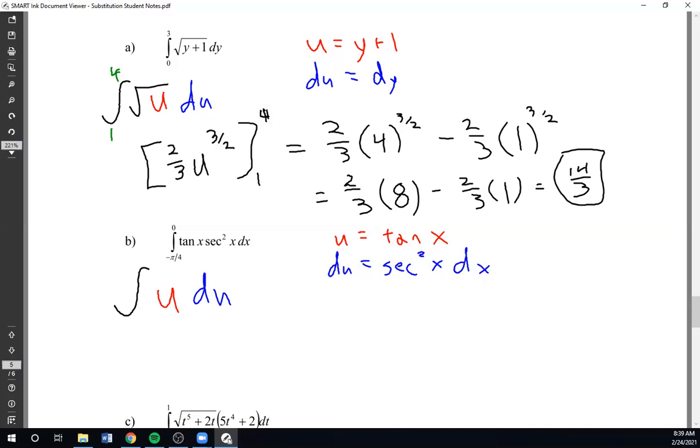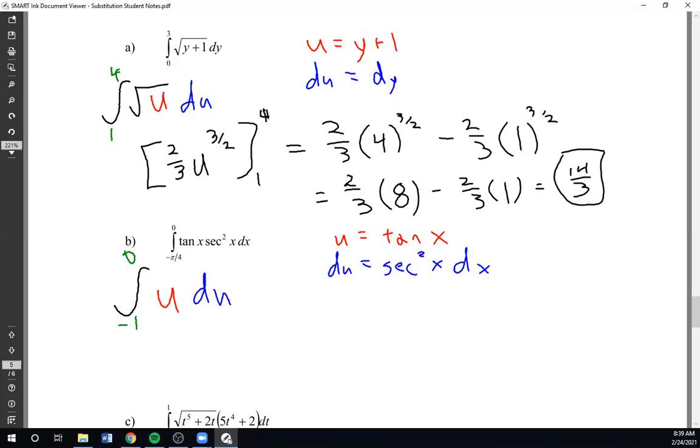So instead of negative pi over 4 to 0, we need to change that so that we plug in our bounds here. So negative pi over 4 is our bottom bound, so we need the tangent of negative pi over 4. Negative pi over 4 is in the fourth quadrant, so it should be negative there. That's going to be negative 1. Tangent of 0 is 0. So the bad news is we had to do that evaluation and change in bounds.